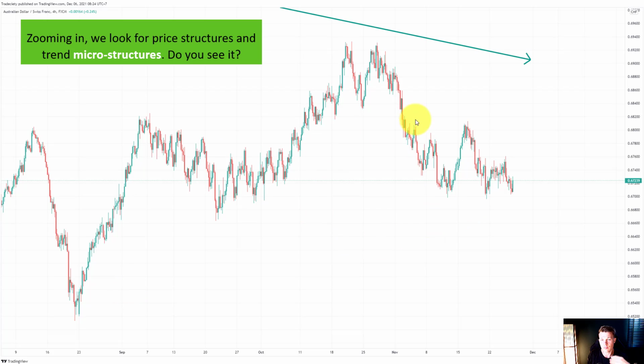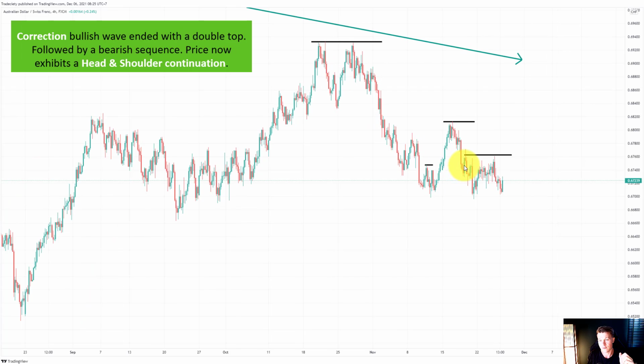And what do we have here in the microstructure when we just look here at the right hand of this chart? We can see that the market did move higher. It topped out here with this double top. It then moved lower and it paused here. So we have a downtrending initial trend and it stopped here. The market is giving us a head and shoulder continuation.